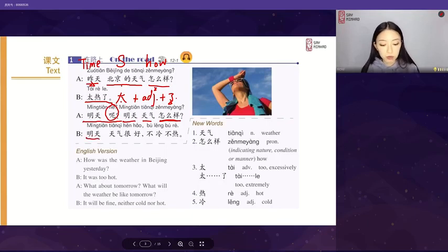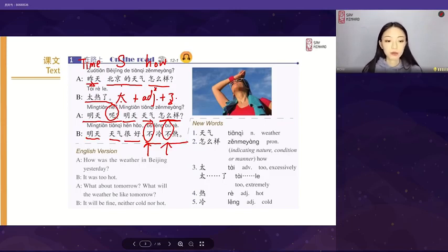He answered, 明天天气很好. Tomorrow the weather is very good. 不冷不热. Not cold and not hot. Okay, let's see. 不冷不热. Pay attention to the tone sandhi of 不, okay? 不冷不热. Okay, this is the text one. Really easy.